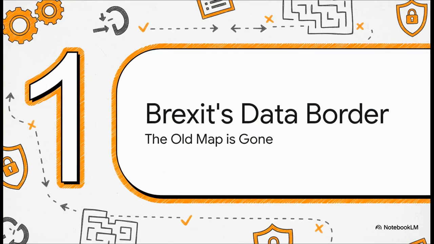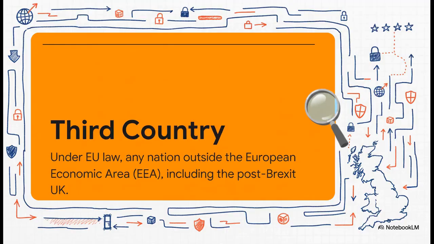Okay, first up, Brexit's data border. The most important thing to get your head around is that the second the UK left the EU, its entire status in the data world changed, like overnight. And its new status is this: third country. From a legal point of view, under the EU's GDPR, that's the trigger for everything we're about to talk about. The UK is no longer inside the EEA's little data protection club. And that means any personal data you sent to the UK is now officially an international transfer, and it's subject to much, much stricter rules.